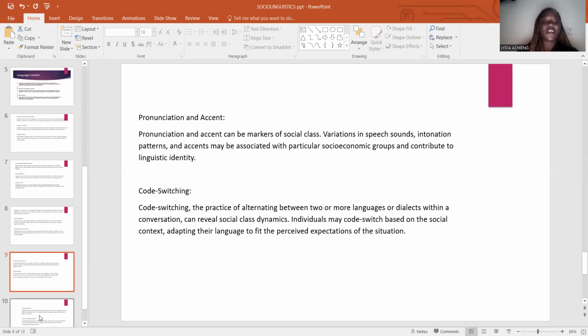Code switching. Code switching, the practice of alternating between two or more languages or dialects within a conversation, can reveal social class dynamics. Individuals may code switch based on the social context, adapting their language to fit the perceived expectations of the situation.